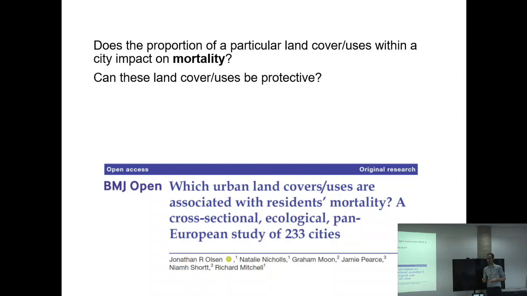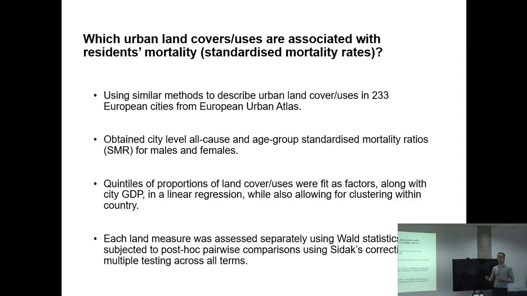And we used very similar methods, using the digitized satellite images. For our outcome, we obtained city level, all age, all cause standardized mortality ratios for males and females. And then we looked at the quintiles of proportions of land uses within cities, along with GDP, and we modeled these in a linear regression model, allowing for the clustering nature within the country.